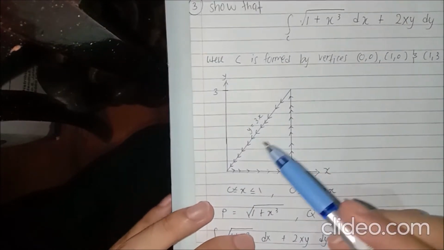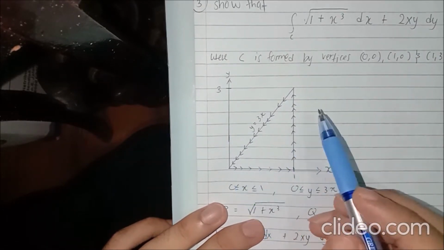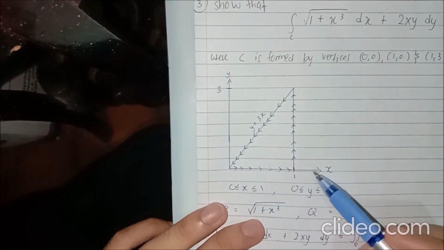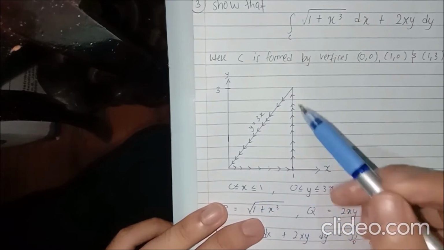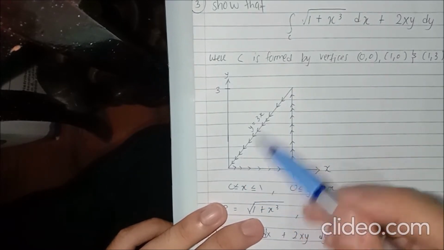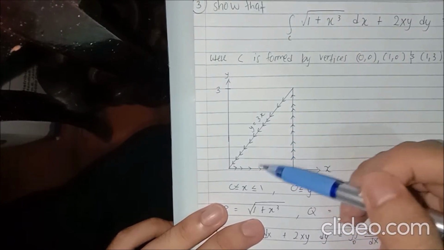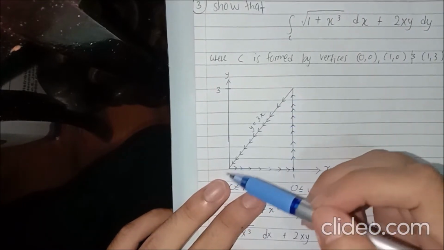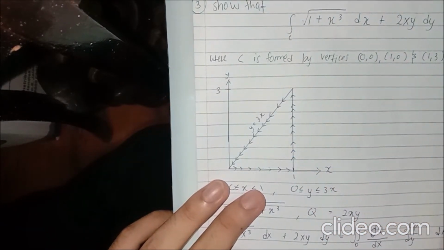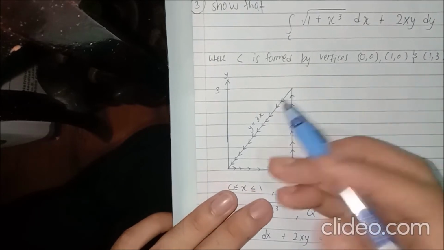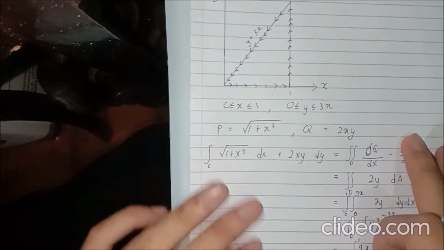First of all, I draw the area that we want to calculate. So this is the first vertex, which is (0, 0), and here is (1, 0), and here is (1, 3). When we combine the lines between these three, we get this area, and for sure this is the area that we want to calculate. The function of this line is y equals 3x. Since the question mentioned oriented clockwise, I draw the arrow clockwise.